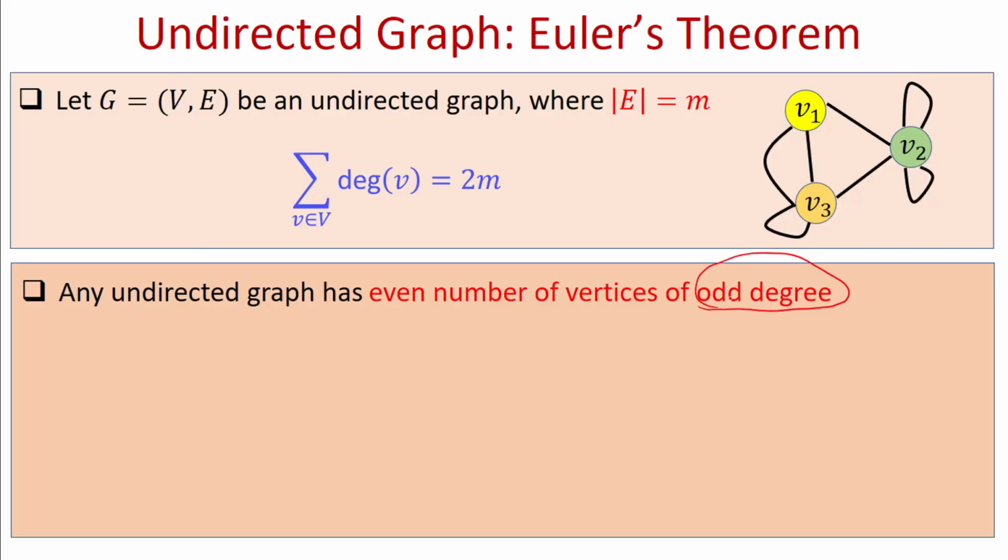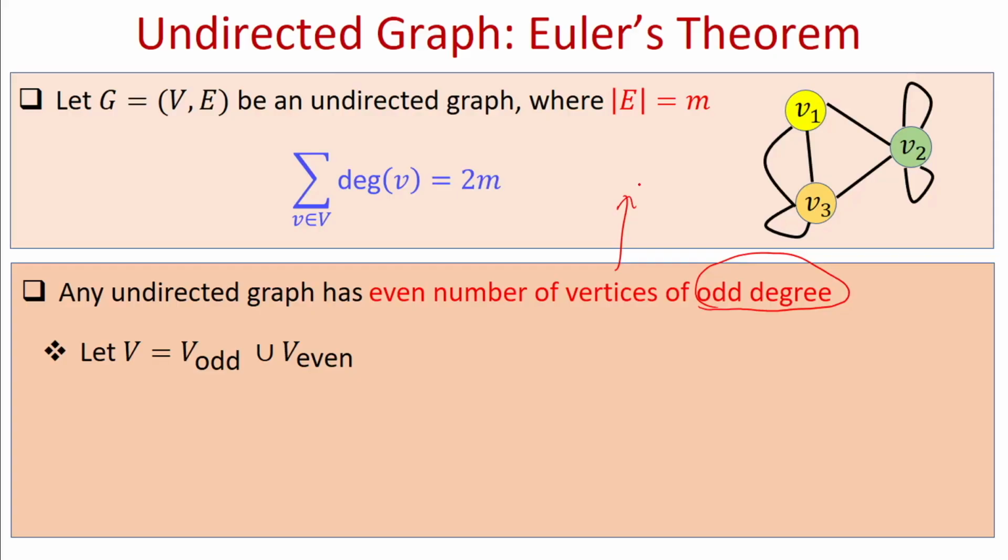That means you will either have zero vertices of odd degree, or two, or four, or so on. That means it won't be the case that the number of vertices of odd degree is odd. For deriving this conclusion, we will use the previous fact, namely that the summation of the degrees of all the vertices in the graph is twice the number of edges. And the proof is very simple.